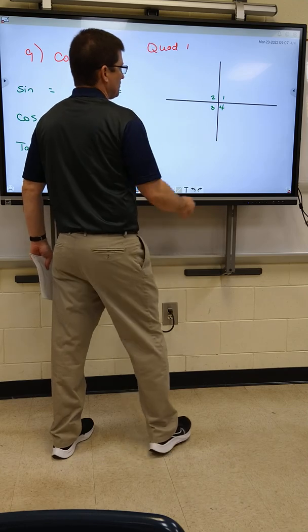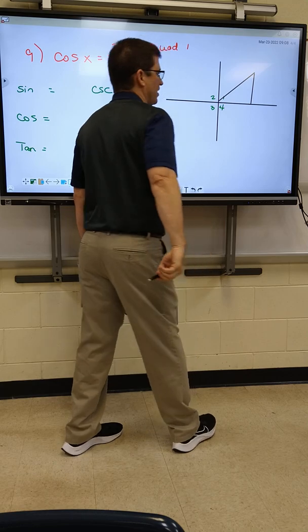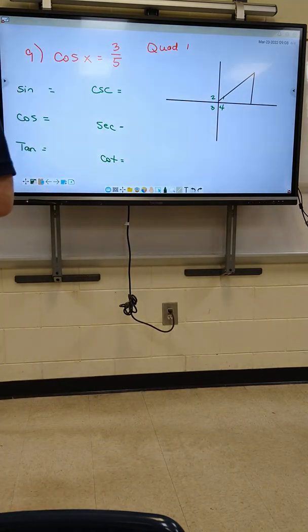All right, so we have to draw a triangle, it says in quadrant 1. That's what it says. Everybody make a triangle. Quadrant 1. Now the next problem, we'll have to do it in quadrant 4. This was quadrant 1.